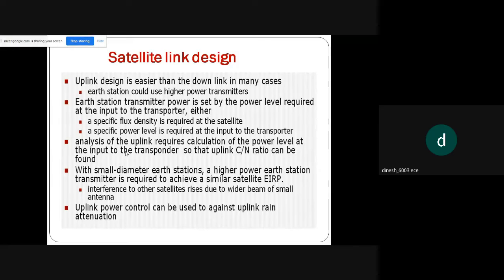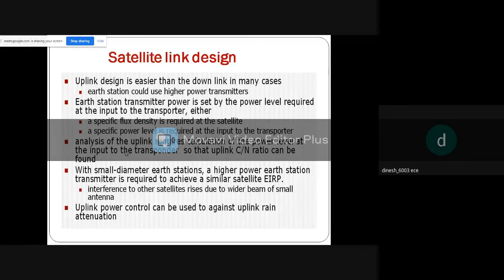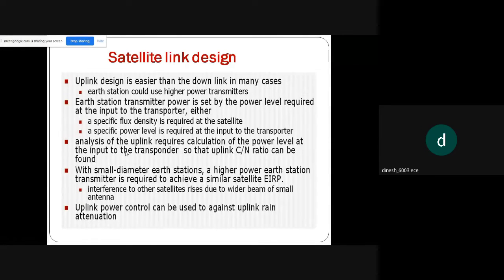Then the uplink power control can be used against uplink rain attenuation. So let us see what this rain attenuation is.